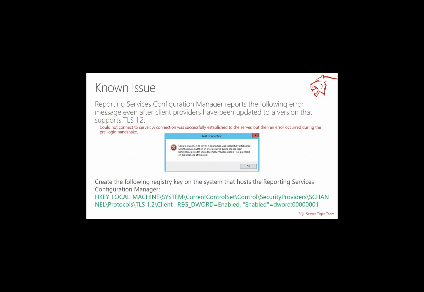So, Reporting Services Configuration Manager: we've seen this in a few cases that were reported to Microsoft. You are unable to connect to SQL Server using the Reporting Services Configuration Manager, even though you have all the client driver updates. In that case, the registry DWORD Enabled is required for the TLS 1.2 client. Once you set that to 1, you're able to connect to the SQL Server Reporting Services Manager.